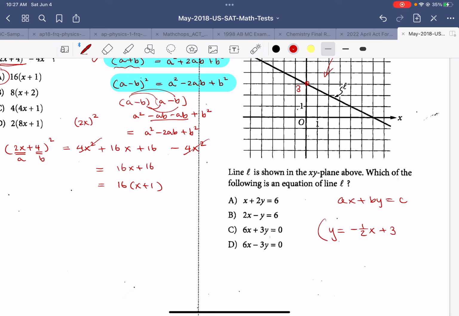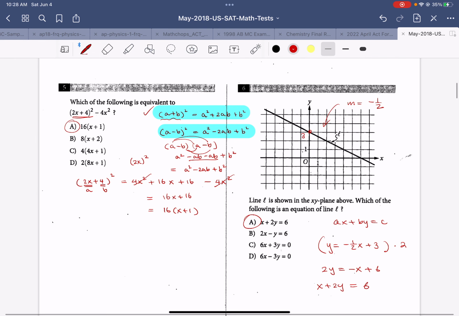So you multiply 2 both sides. So then 2y equals negative x plus 6. Now you add x both sides. So x plus 2y equals 6. Then the answer should be A. Okay, so make it mx plus b format and just transform that one to standard form. That'll be easier.